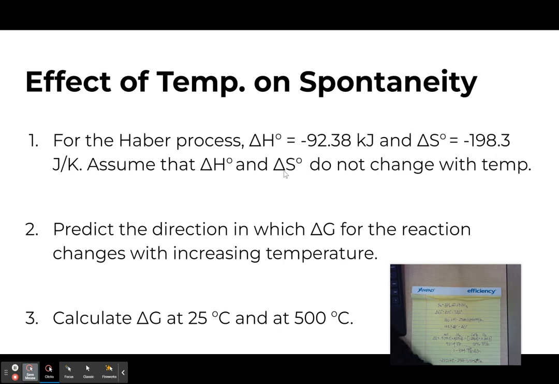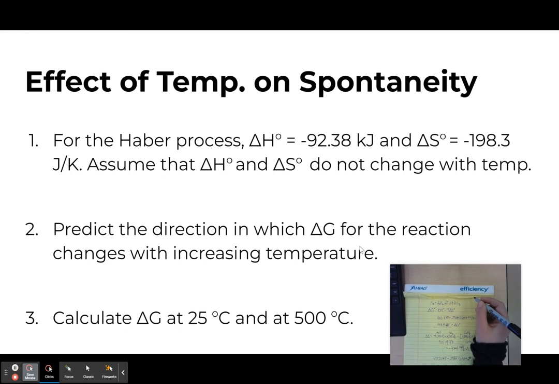Assume that enthalpy and entropy do not change with temperature. They do, but we're just going to make an assumption. So let's predict the direction in which delta G for the reaction changes with increasing temperature. I'm going to help you through the thought for this, and then you're going to answer the question. Is it endo or exothermic? Enthalpy is negative, so we are exothermic. So that's not going to do anything. We're just going to let that be for temperature right now.